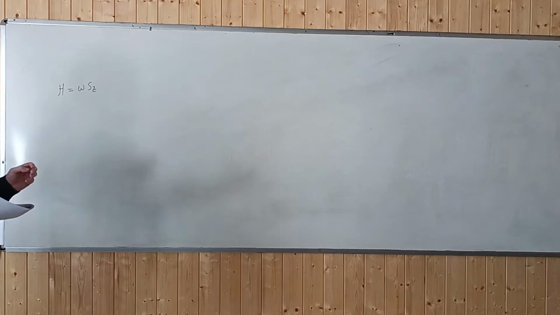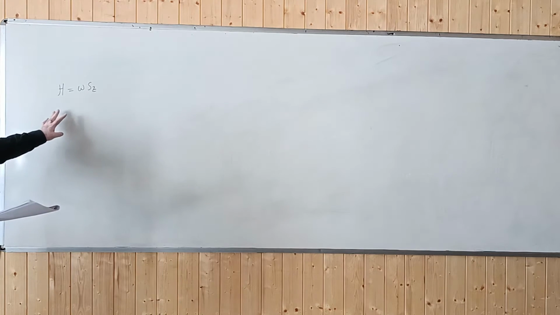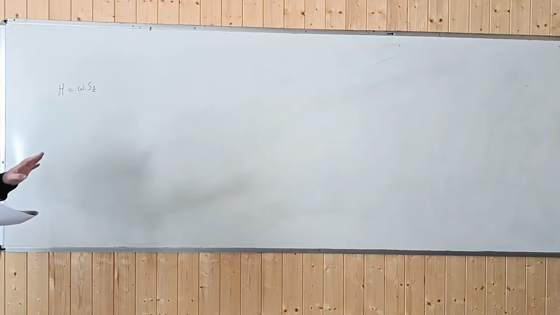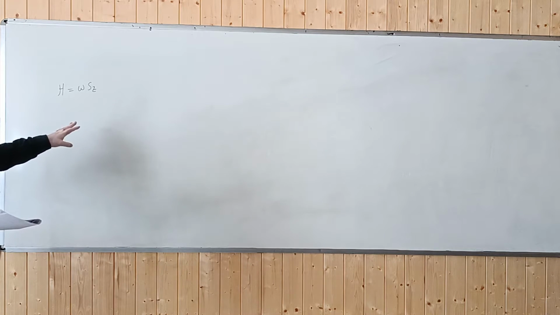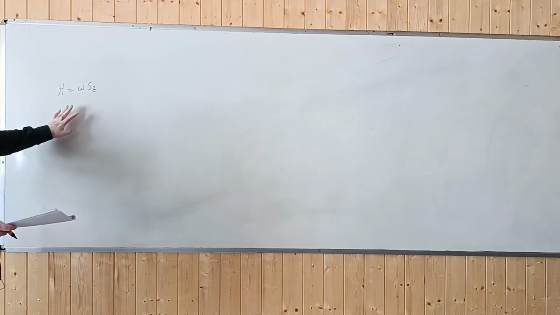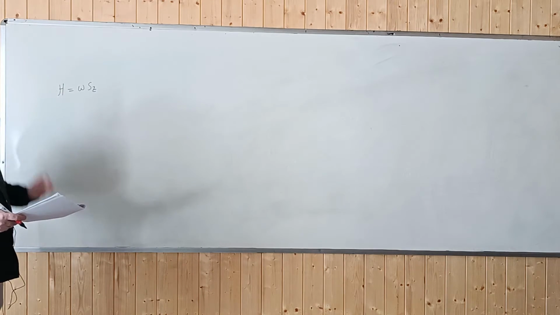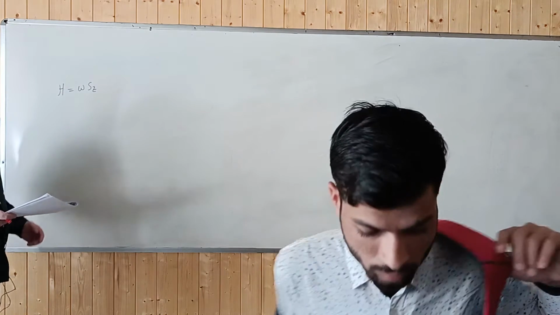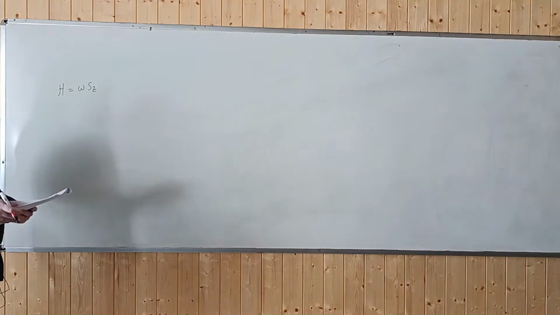From yesterday's lecture, we wrote the Hamiltonian. If your magnetic field is oriented along the z direction, then I can write the Hamiltonian for the spin half particle like this. Clear? Got it? So now let's look at the time evolution.